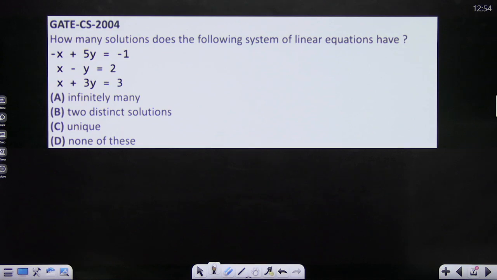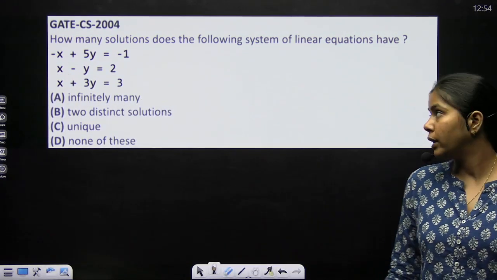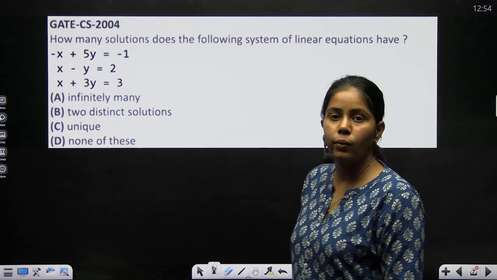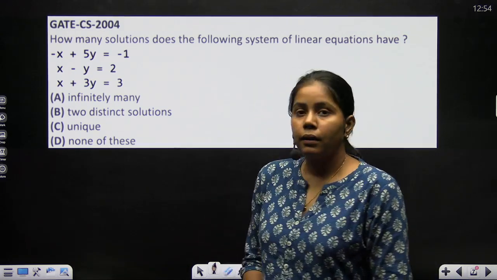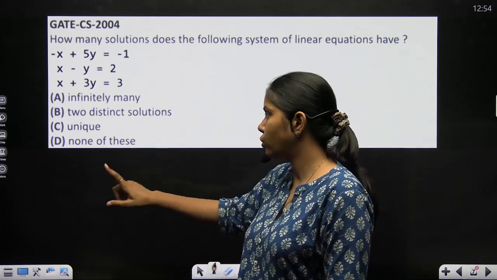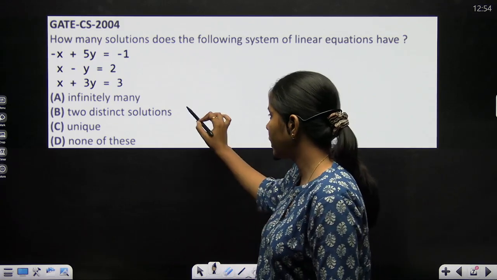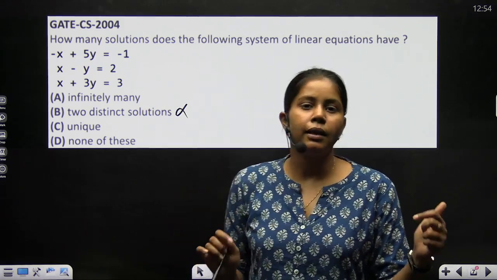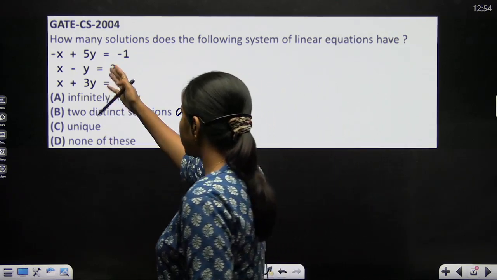The next question we have here is, how many solutions does the following system of linear equations have? This is again a great question. Now in this question, if you see, they are saying it has infinitely many solutions, 2 distinct solutions, a unique solution, or none of these. I told you, 2 distinct solutions doesn't exist. Either it has infinitely many, or a unique solution, or no solution, right? Let's try to solve it.